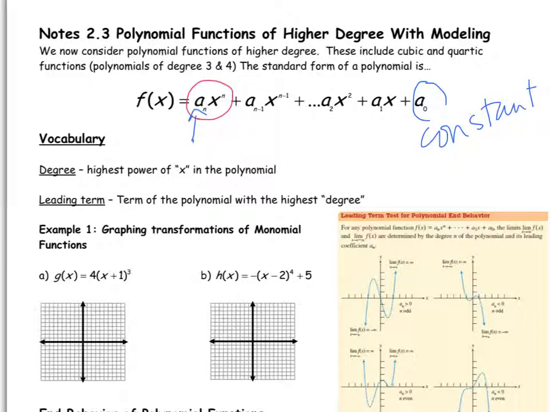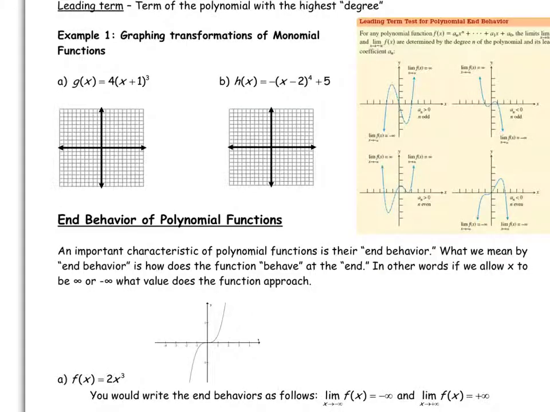So what they want us to do, like I said, is pull some stuff in regarding graphing. The first example they're giving us is to graph the transformations of these monomial functions. I need to remind you what a monomial function is: a function that only has one term. They're asking you to graph g of x if f of x was 4x cubed.